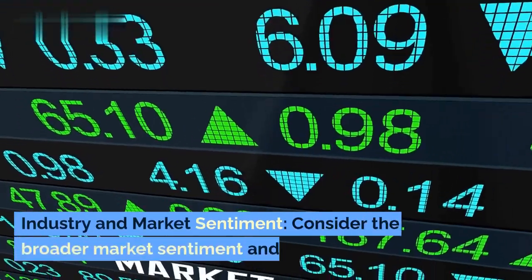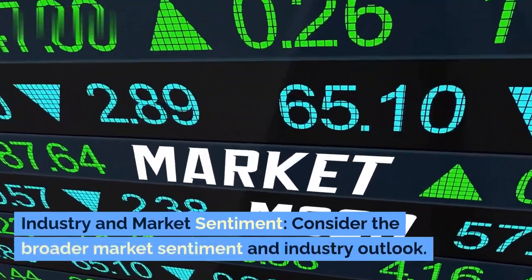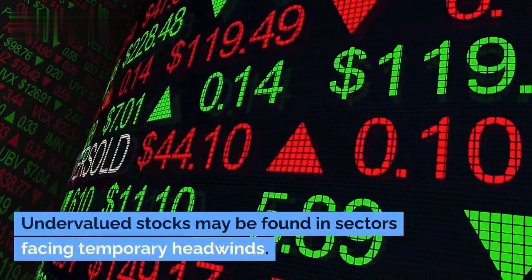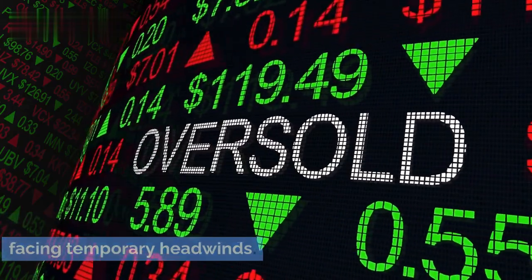8. Industry and market sentiment. Consider the broader market sentiment and industry outlook. Undervalued stocks may be found in sectors facing temporary headwinds.